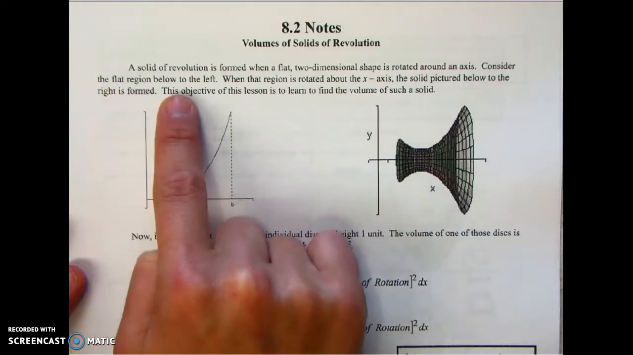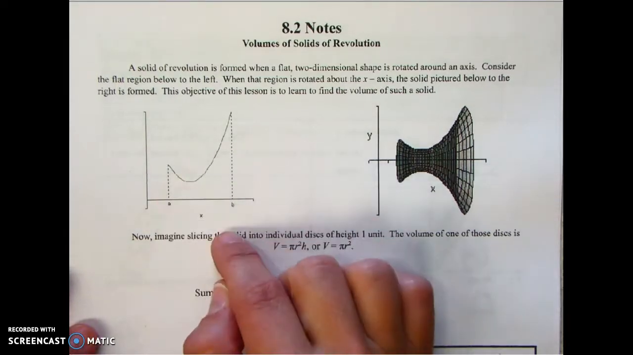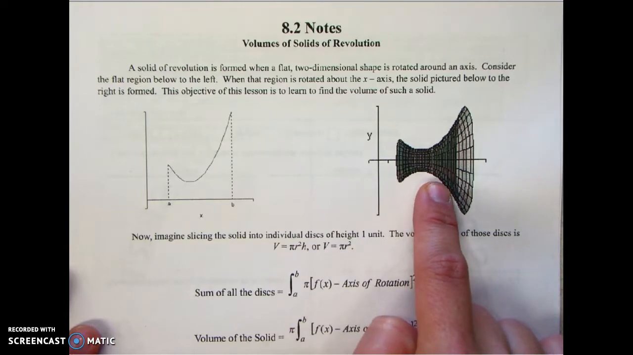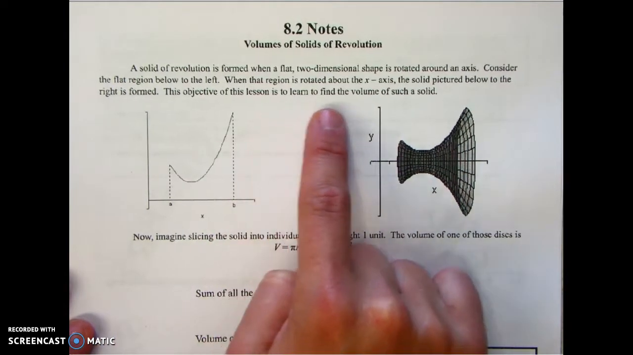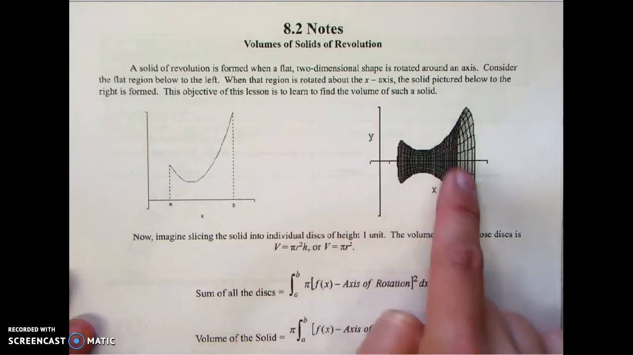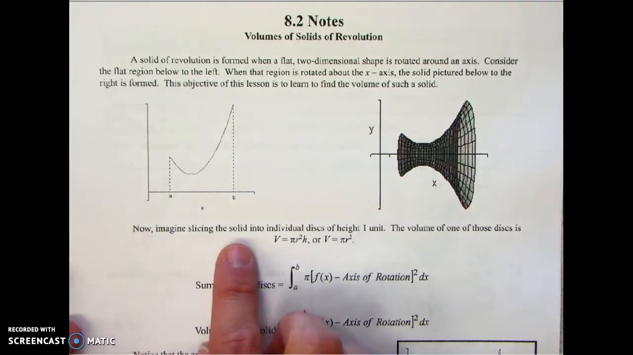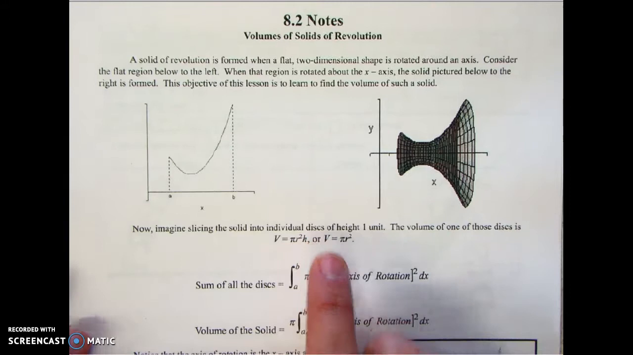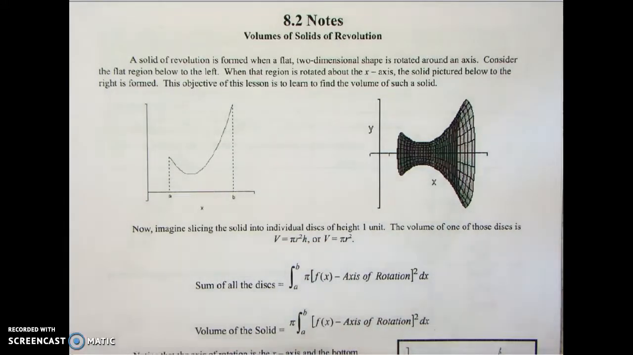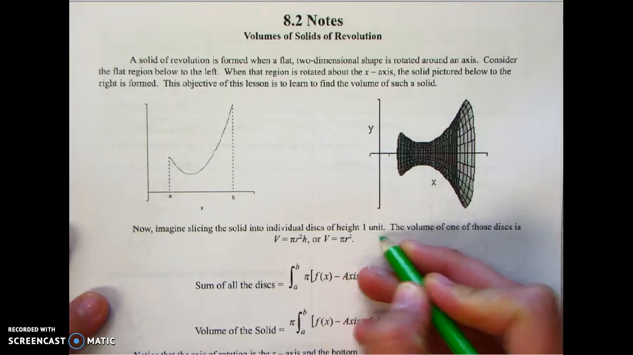Consider the flat region below to the left. When this region is rotated about the x-axis, the solid pictured below on the right is formed. The objective of this lesson is to learn to find the volume of such a solid. Now, imagine slicing this solid into individual discs. A disc is like a frisbee, or a plate of height 1 unit.